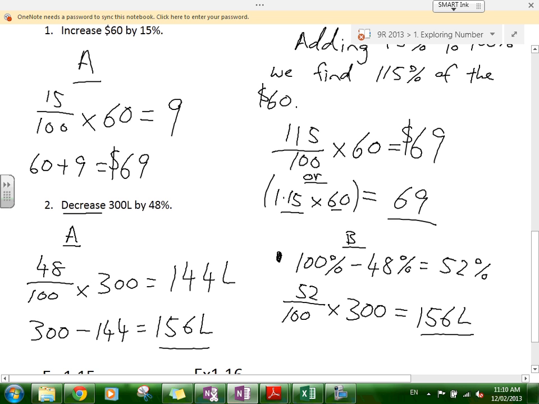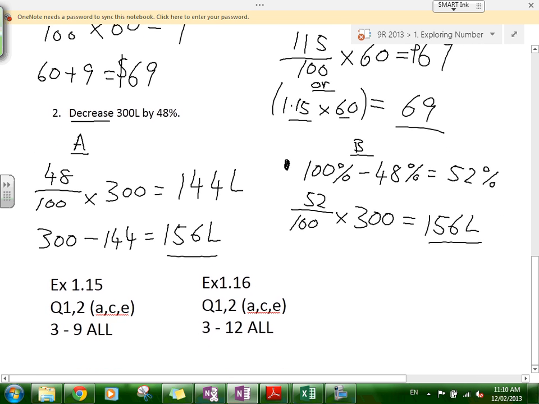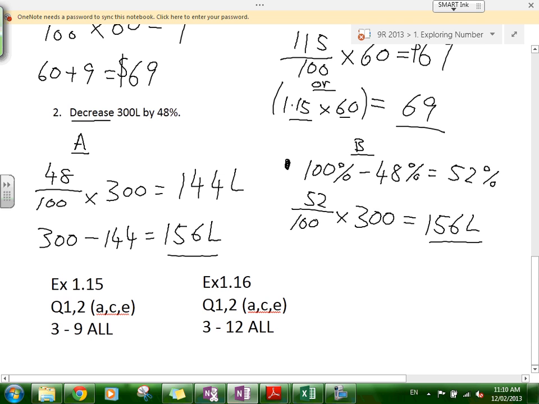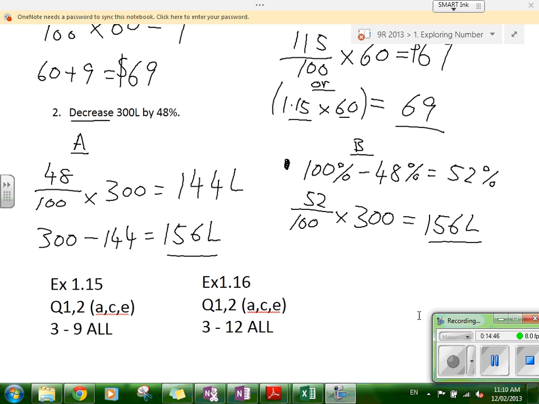So, the exercise. Exercise 1.15, questions 1 and 2 ACE, 3 to 9 all. 1.16, questions 1 and 2 ACE, 3 to 12 all. Okay? Let's see if we can knock that over.